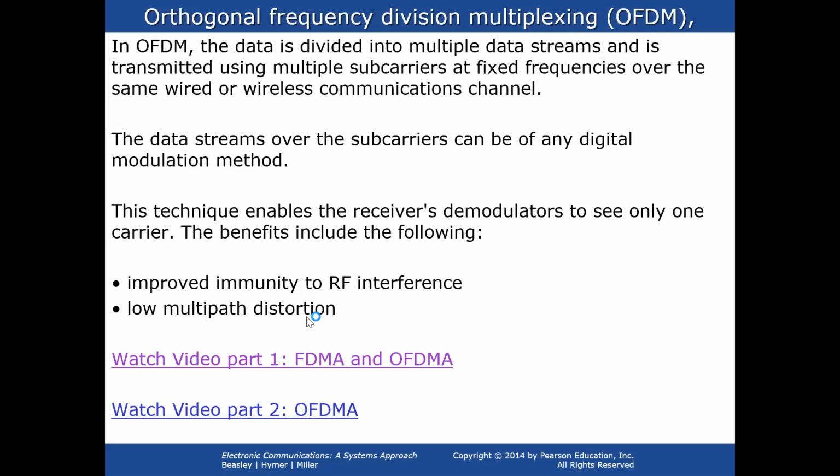OFDMA, or orthogonal frequency division multiple access, is a special case of FDMA, where users are provided a set of subcarriers overlapping in the frequency domain. However, these subcarriers are specially designed to be orthogonal to each other, which allows them to occupy the same bandwidth without any interference.